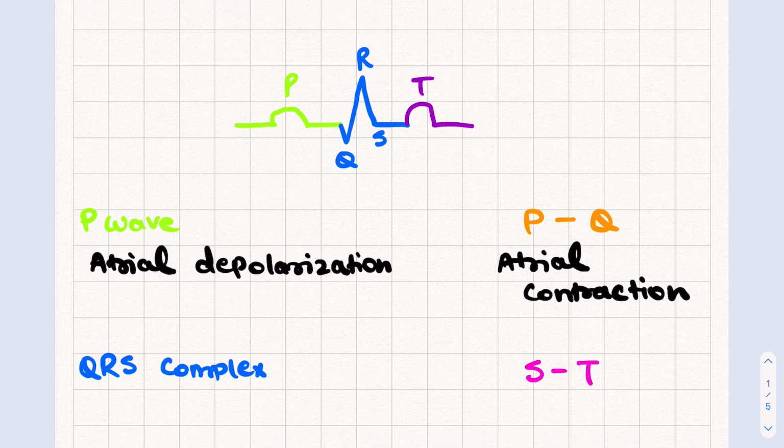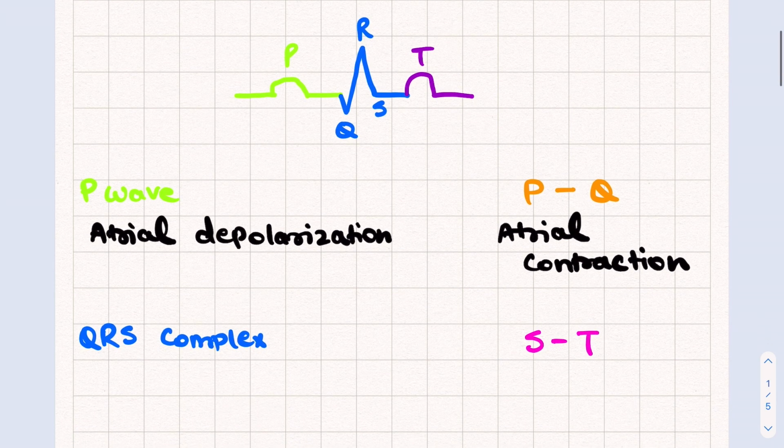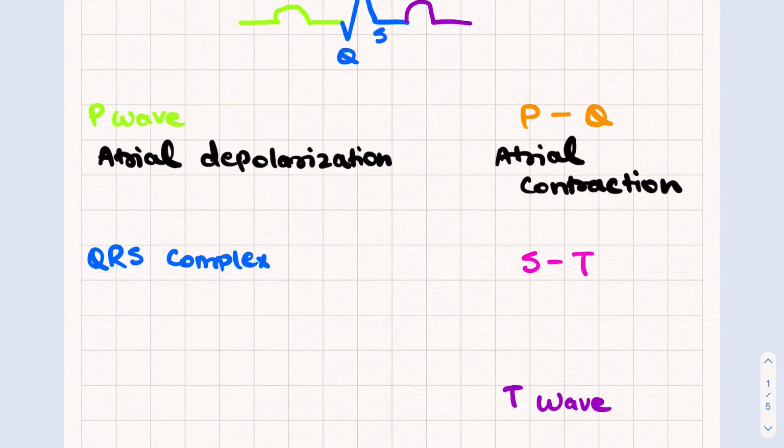Now let's look at QRS complex. QRS complex represents two main things. First of all, it represents ventricular depolarization. So the electrical impulse, once it passes from the atrium to the bundle of His, then it goes to the Purkinje fibers and it basically depolarizes the ventricles. So the first thing that takes place is ventricular depolarization.